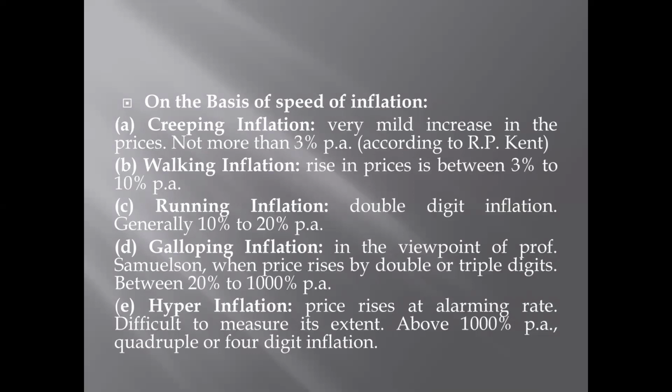Hyperinflation is when prices have increased at an alarming rate. Now the government will have to do something, otherwise it will become very difficult to control it. The population at large will be highly affected by it. So when it is difficult to measure the extent of inflation, it has gone above 1000%, right? Four-digit inflation is there, quadruple inflation is there, it is called hyperinflation.